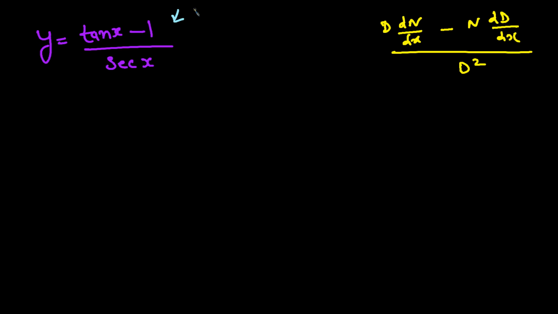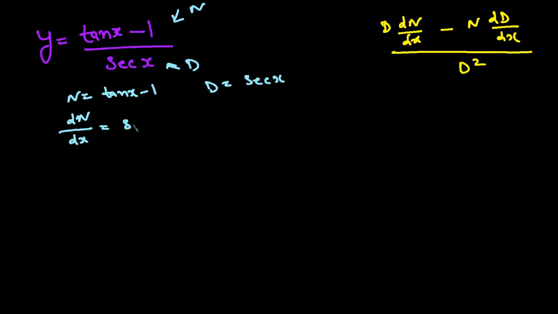So I'm going to say this is my numerator, that's my denominator. Let's find their derivatives. So n is tangent x minus 1 and d is equal to secant x. The derivative of the numerator, dn over dx, is going to be: the derivative of tangent x is secant square x, minus 0, and the derivative of secant x is secant x tangent x. Okay, so let's plug those into this formula.